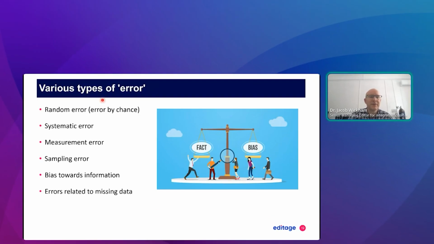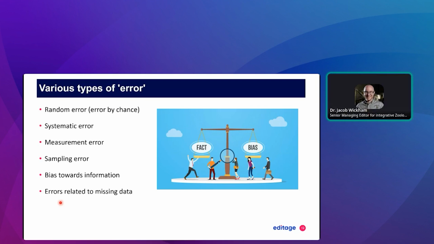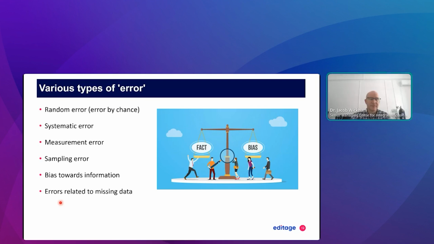So here are some different types of errors. There's random error, which is just error by chance, purely by chance. And then there's systematic errors. So, random errors are mainly due to uncertainties in the measurement process.